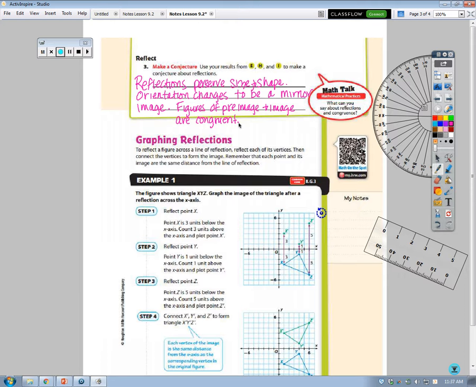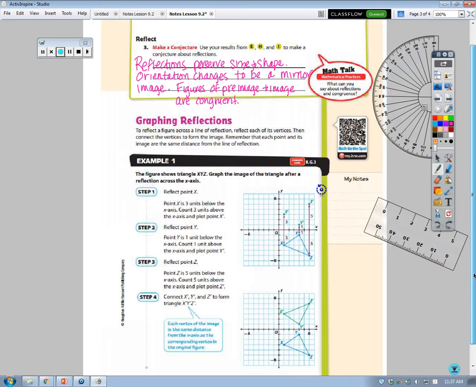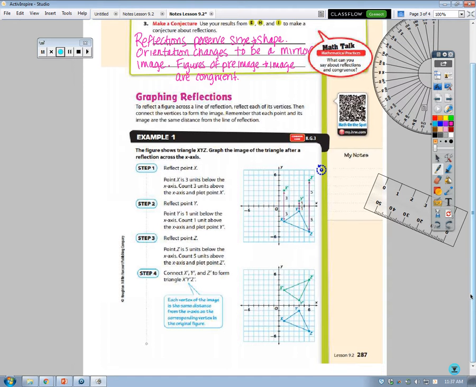So how do you graph reflections? Well, we use little pieces of paper. I use little shapes here. But you would graph a reflection by finding the original points. You're going to count those points' distance from the line of reflection. So here in example 1, we are going to reflect a figure across the axis. It says, figure is shown, triangle XYZ, graph the image of that triangle after a reflection across the y-axis. So that's our line of reflection.